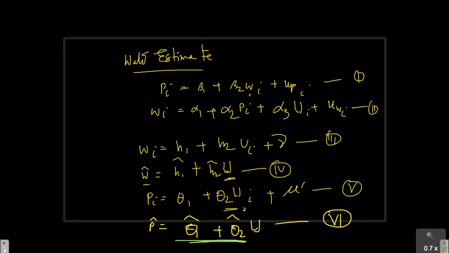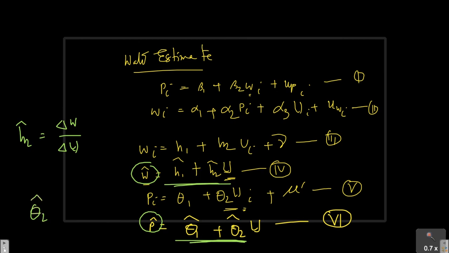and my equation 4. In equation 4 I have estimated my endogenous variable W, and in equation 6 I have estimated the dependent variable that I wanted to understand the relationship with the independent variables, which is the price rate. So essentially what this H2 hat and theta 2 hat say: H2 hat says basically the change in unemployment rate and its impact on the wage rate. So basically I can write delta wage by delta unemployment, whereas my theta 2 hat is saying the change in the price rate with the change in the unemployment rate.